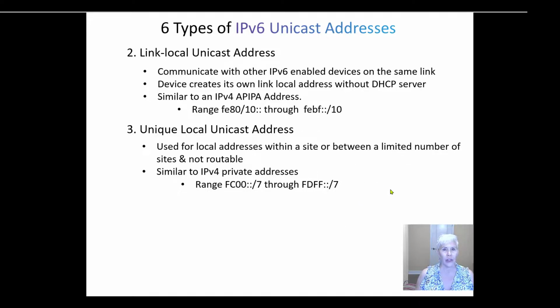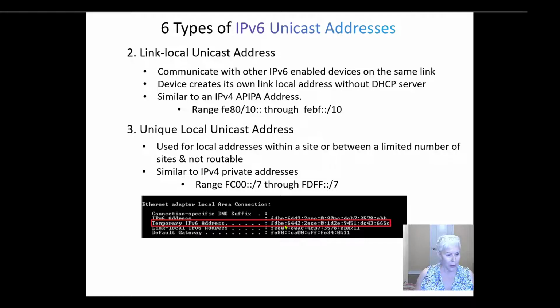What does a unique local address look like? Here we've got this, it says temporary, and that's because it's a private address that's being manually assigned, or it can be dynamically assigned as well. So let's take a look. Notice here, FDBE. So the minute I see that FD, I know that that is going to be a unique local unicast address.